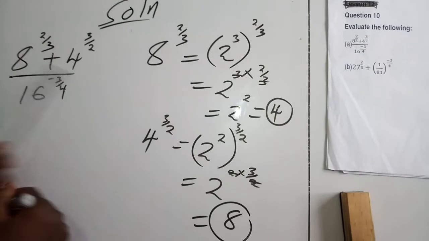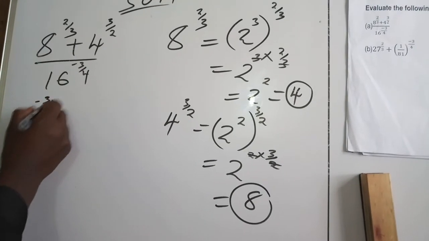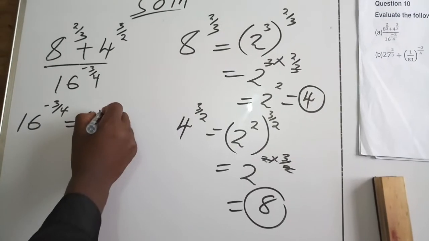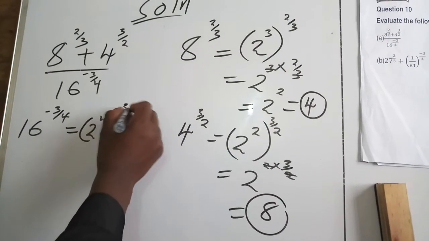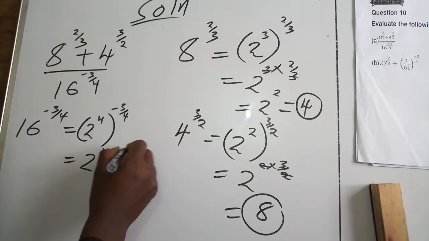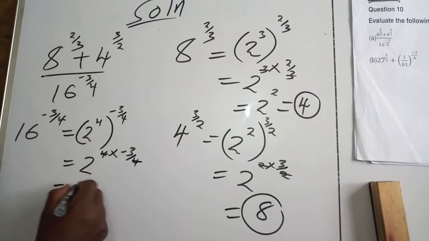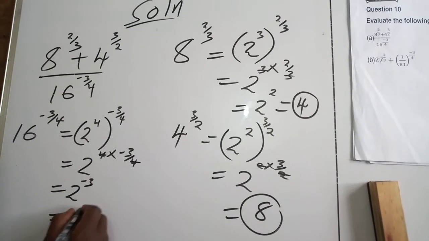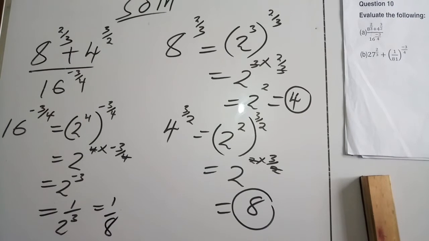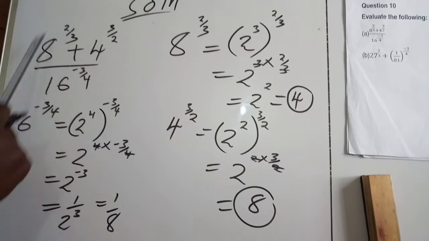Then lastly, we focus here. We have 16. Now 16 power negative 3 over 4. 16 on its own is same as what? 2 power 4 raised to power negative 3 over 4. Then this will be 2 power 4 times negative 3 over 4. That and that will cancel. So what will you have? 2 power negative 3, which is same as 1 over 2 power 3. In the end, what do you get? 1 over 8.